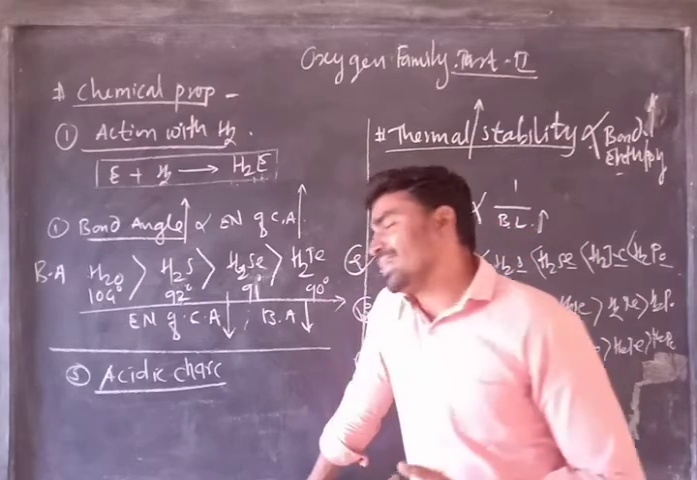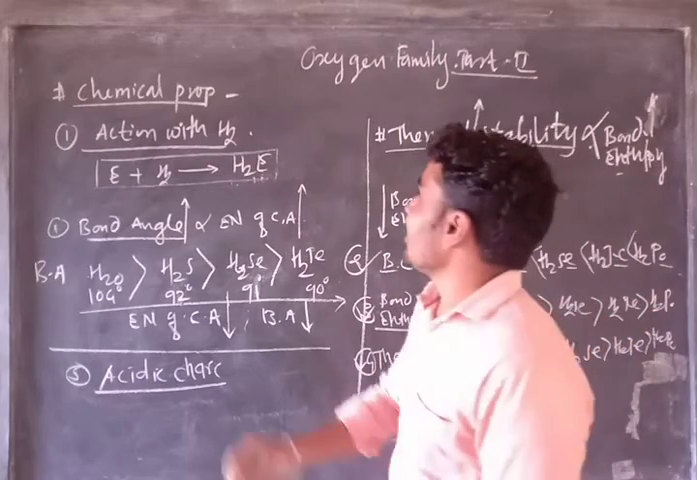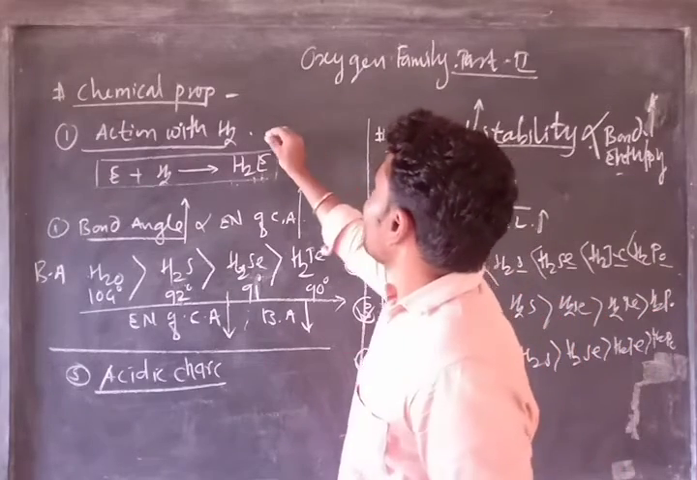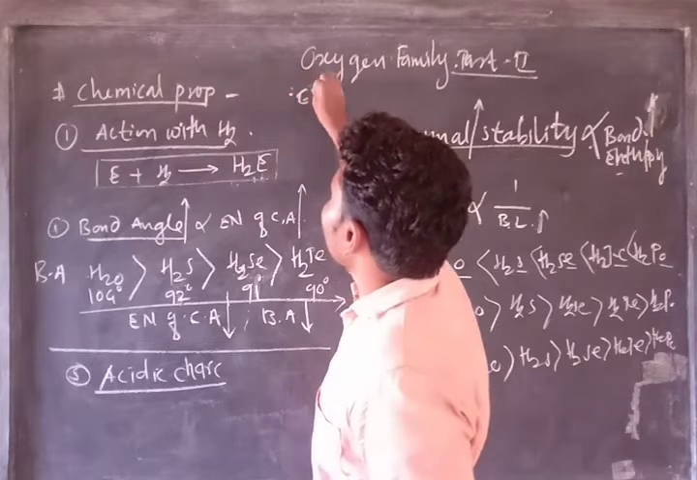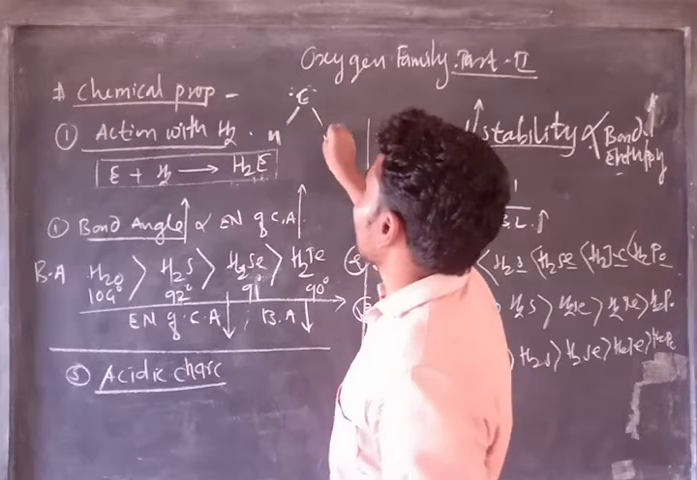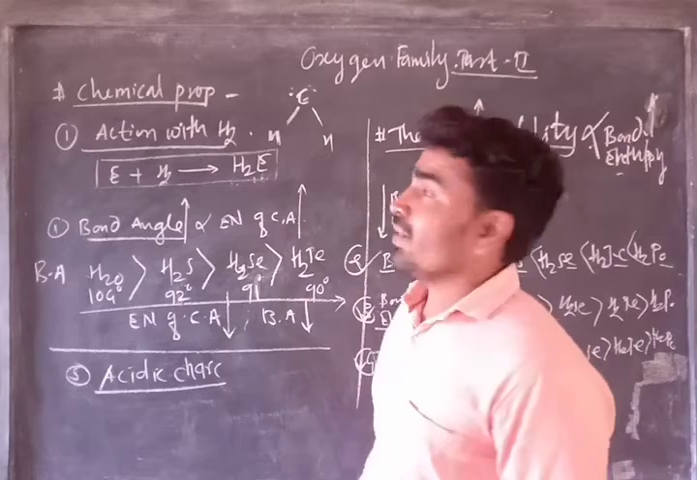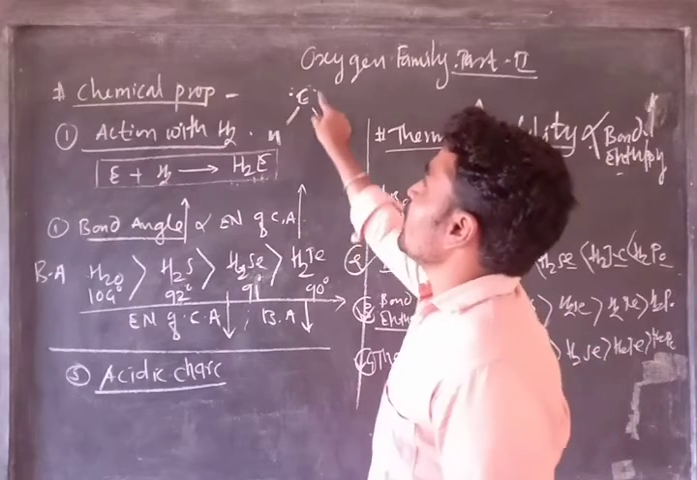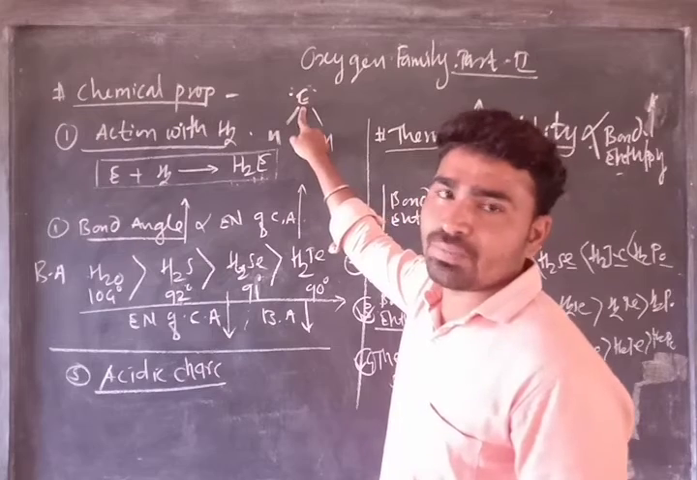Now you can guess what acidic character will actually depend on. So as you know, the hydrides look like this: here is the central atom E having 2 lone pairs, and hydrogens are connected to this E. Now my dear students, what will happen? This molecule is nothing but a hydride of the oxygen family: oxygen, sulfur, selenium, tellurium, polonium.